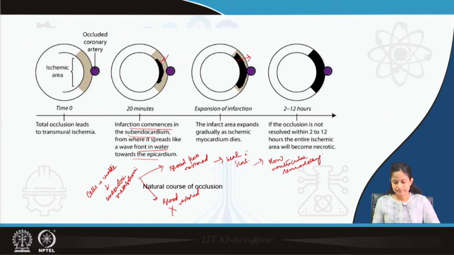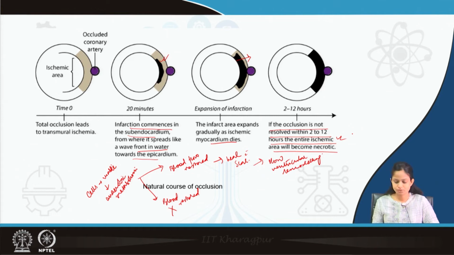and this tissue will become necrotic. It will die, the ischemic myocardium dies. If the occlusion is not resolved within 2 to 12 hours, the entire ischemic area will become necrotic. The 12 hours time is being given because of the collateral coronary circulations. So, 2 to 12 hours, if the blood flow is not reversed, the occlusion is not resolved, then the area will become necrotic.